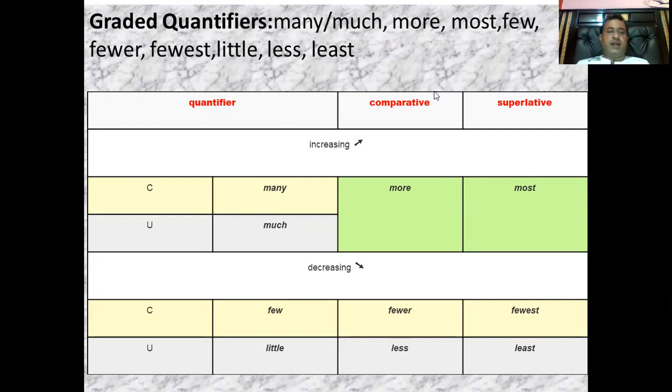C is for the countable and U is for the uncountable. So many is used for the countable, whereas much is used for the uncountable. And the comparative and superlative of both these is more and most. And when something is decreasing, few is used for countable and little is used for uncountable, and their comparative and superlative are fewer, fewest, less, least respectively. So when something is increasing you can use many, much, more, most, and when something is decreasing you can use few, fewer, fewest, or little, less, least.